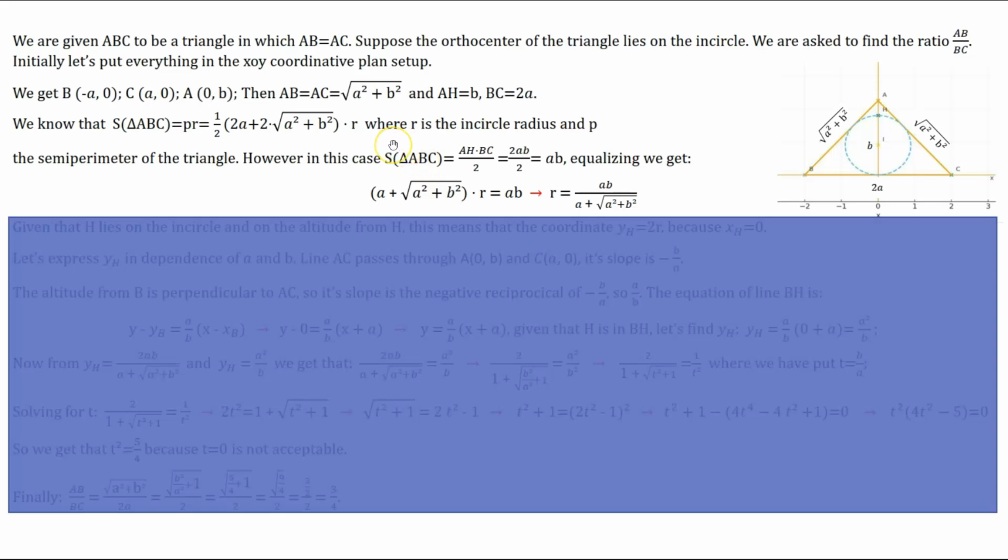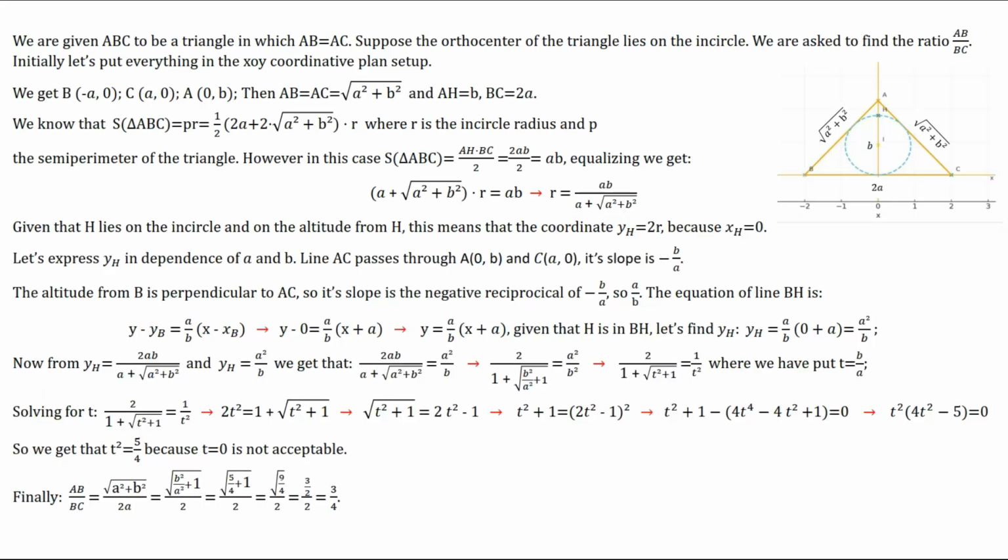But at the same time, we know that for triangle ABC, the area of this triangle is equal to base times altitude divided by 2, so it is equal to AH times BC divided by 2. We have that AH is equal to b, as we put here, and BC is equal to 2a. So in this case, the area of triangle ABC will be equal to ab. Now, equating both these expressions, we get that (a plus the square root of a squared plus b squared) times r is equal to ab, or that r, which is the incircle radius, is equal to ab divided by a plus the square root of a squared plus b squared.